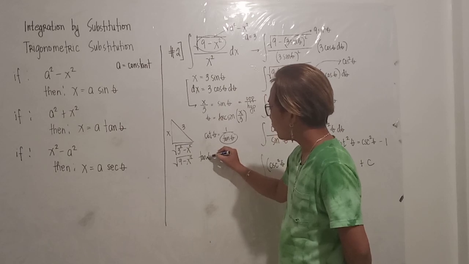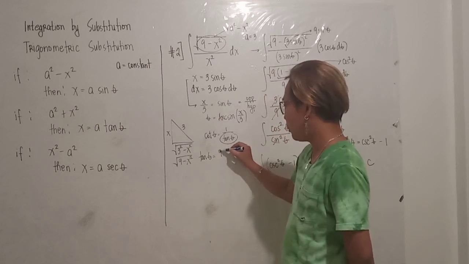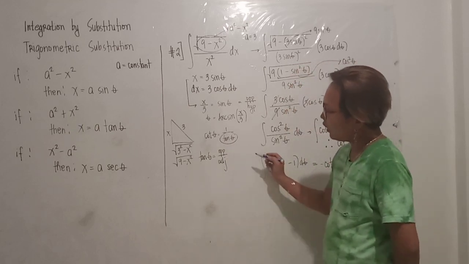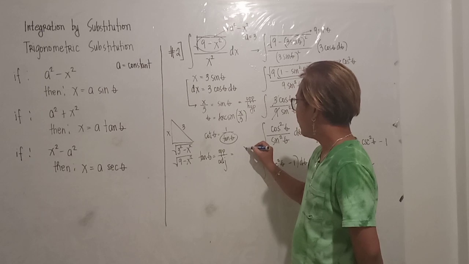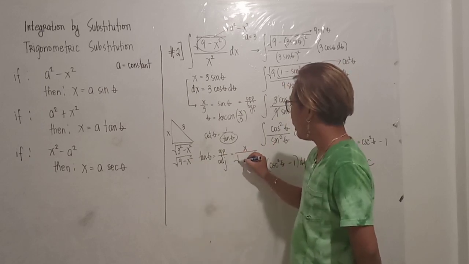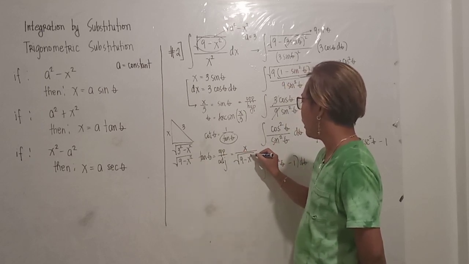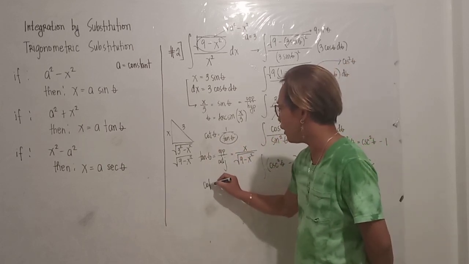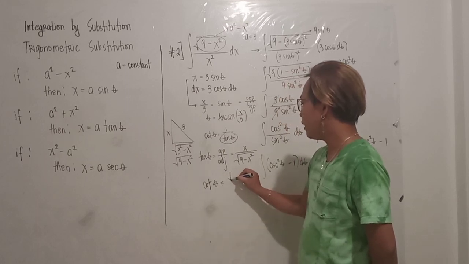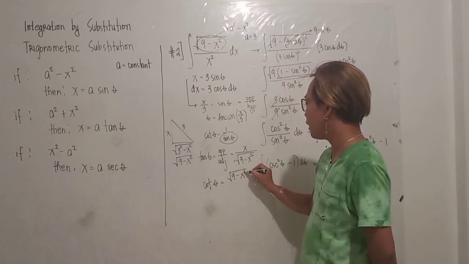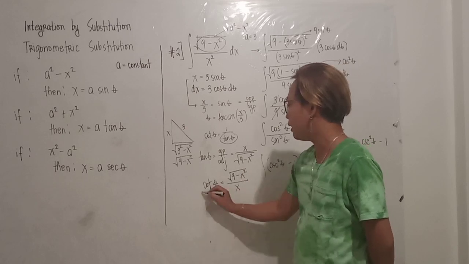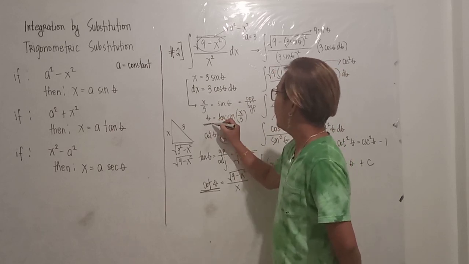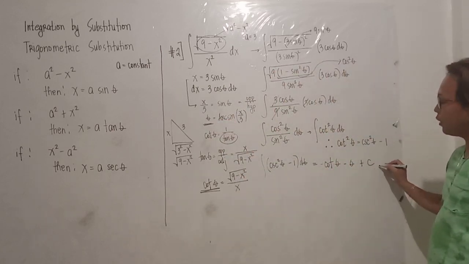Tangent theta is opposite over adjacent. Opposite is x. Adjacent is the square root of 9 minus x squared. Then reciprocal of this is equivalent to cotangent. So you will now have the cotangent theta as the square root of 9 minus x squared all over x. So this is your cotangent theta. This is your theta. So you just have to substitute this on the equation.